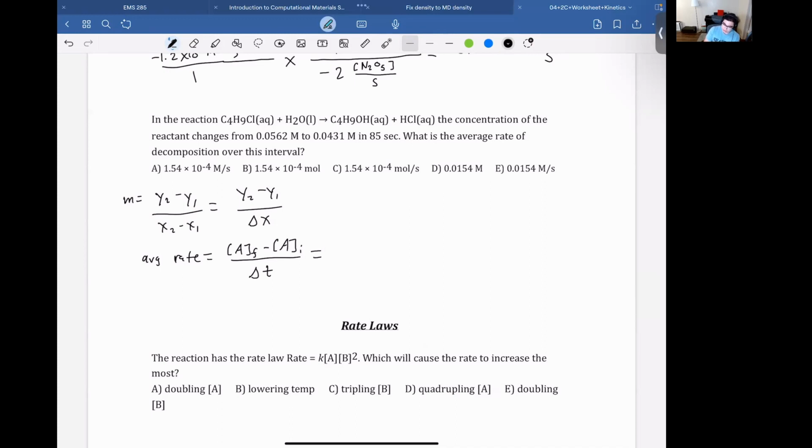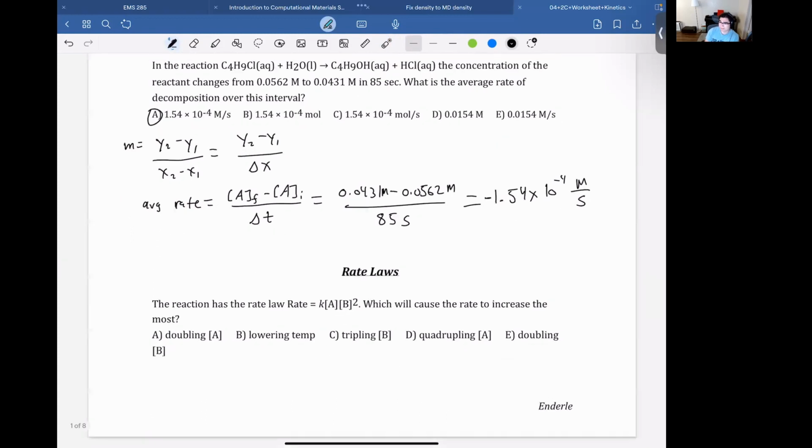You plug these all in, right? So 0.0431 minus 0.0562 divided by 85 seconds. These are both in molarity on the top, seconds on the bottom. You get 1.54 times 10 to the -4th molarity per second. And this is negative. The answer ends up being A, right? There is no negative here, but they are saying rate of decomposition. So it's implying that the number in the answer choice is negative. Decomposing at a negative rate means you're gaining something.